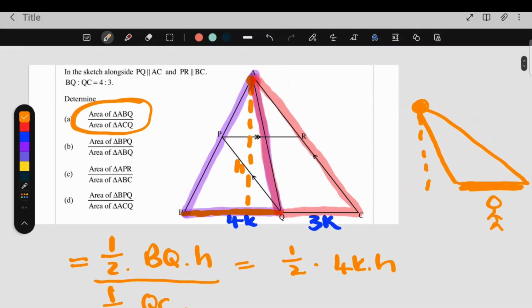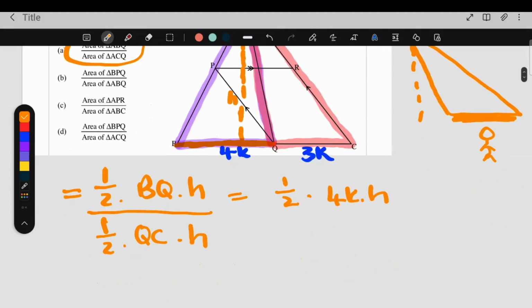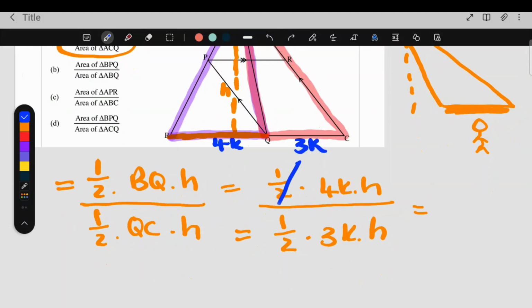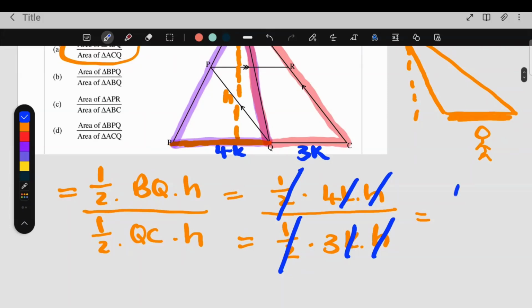Can you see here in our triangle? This is the highest point. And if you have to come down, isn't this the same height? So this H stays H. So then I say a half. QC is 3K. And H is H. So this and this will cancel. This and this will cancel. K and K will cancel. The ratio of the areas can be written as 4/3.